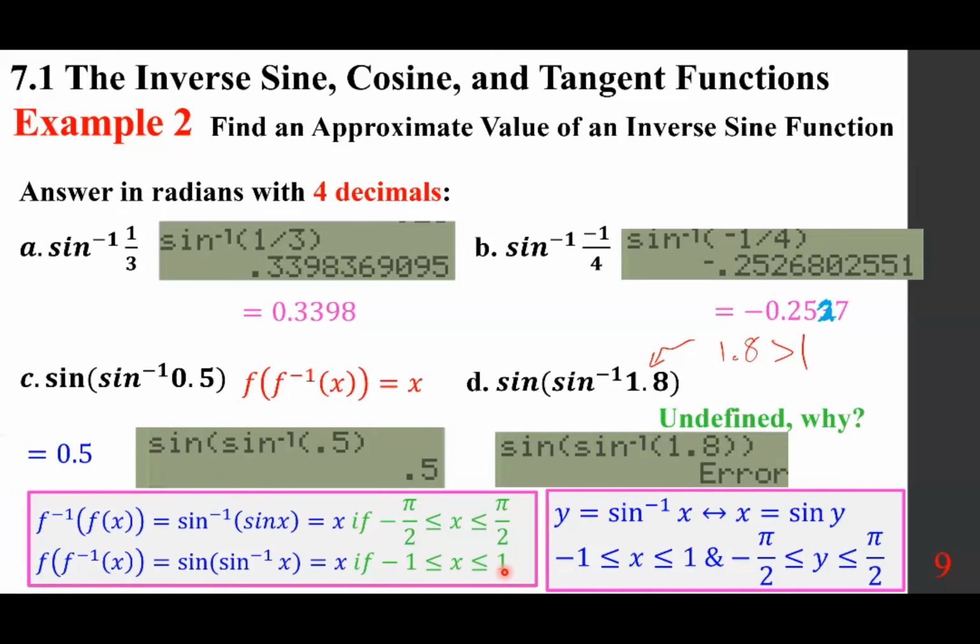All right, pretty straightforward using a calculator. Without the calculator, we can handle it as well. Pretty simple.